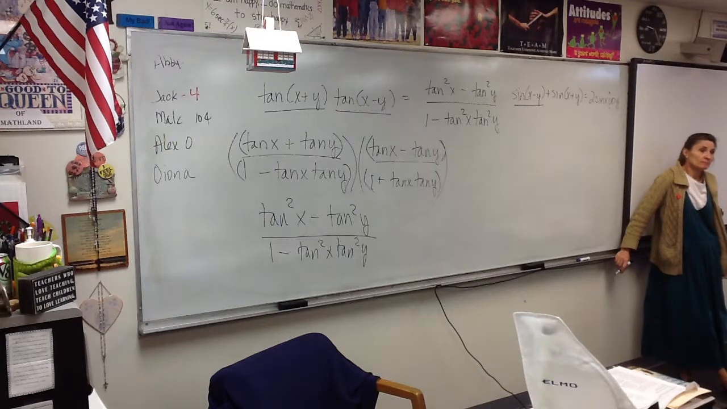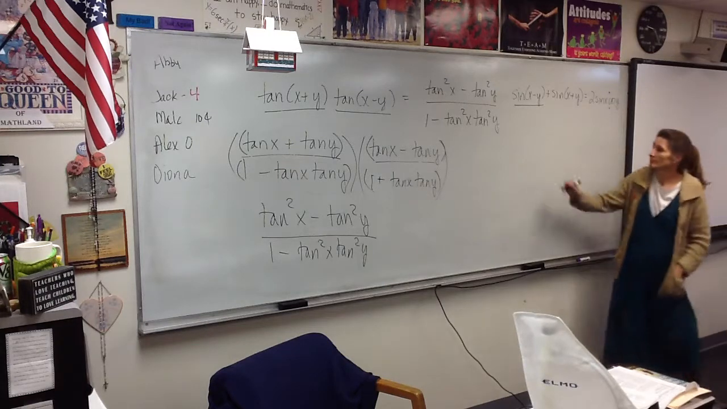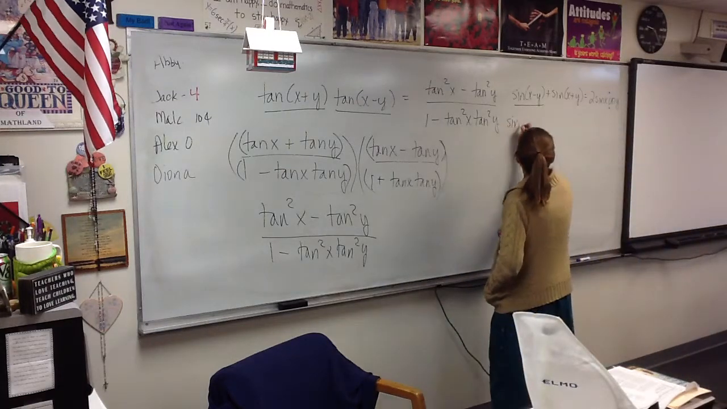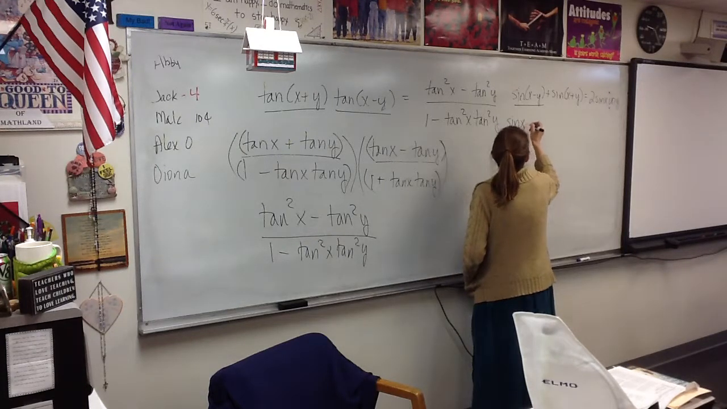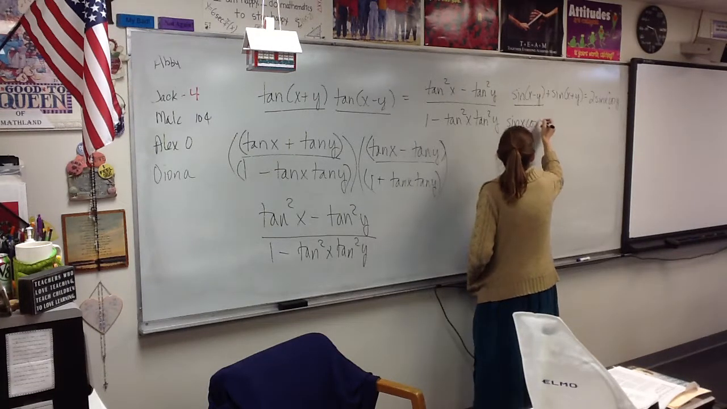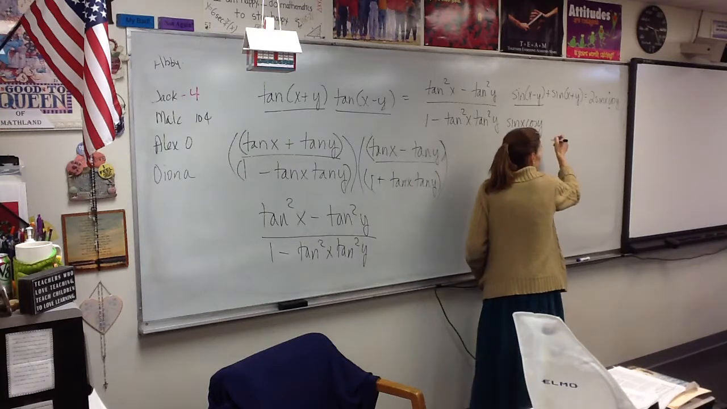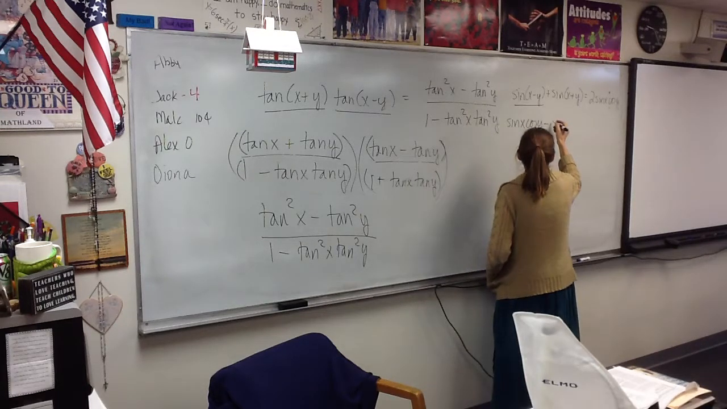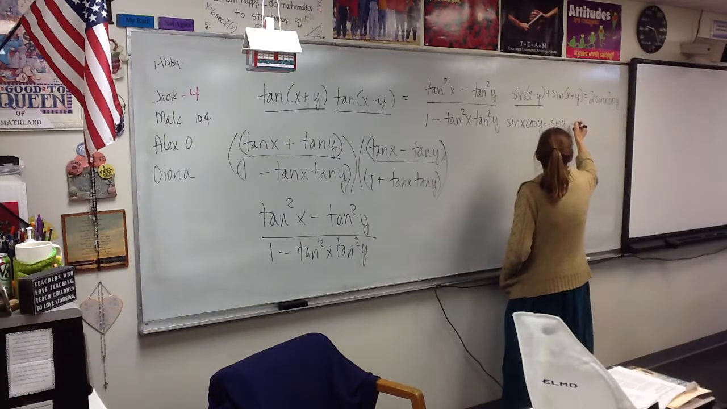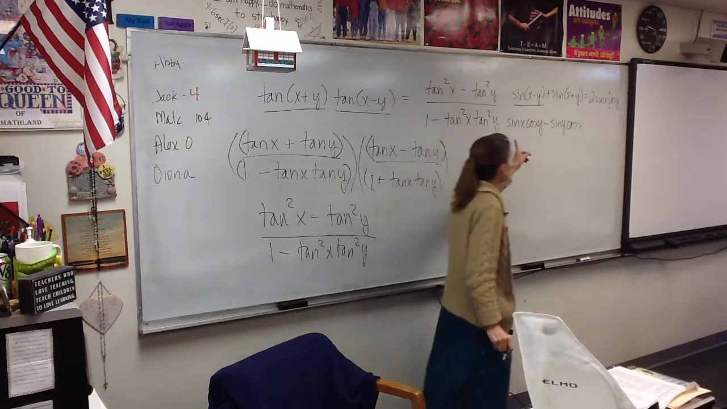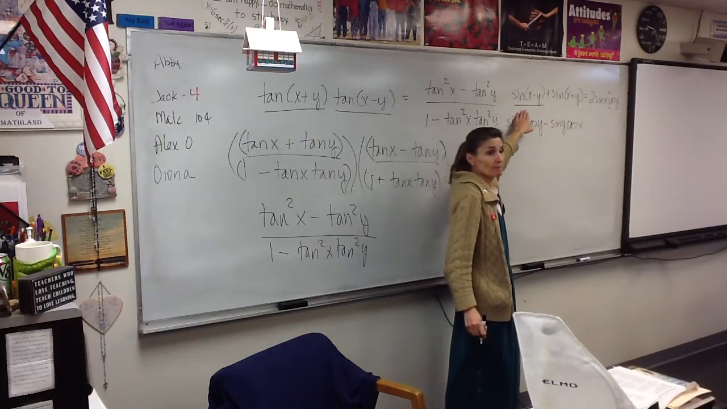You could do the thing where you make it the sine, the plus, and the other thing. Okay, so what would it be? It would be sine x cosine y, and then minus sine y cosine x. Yeah, that's what I was thinking of. That's it. So that's the formula for the sine of a difference.